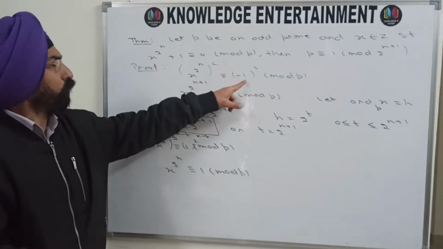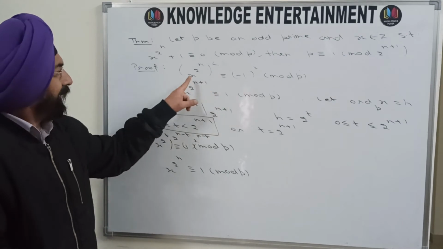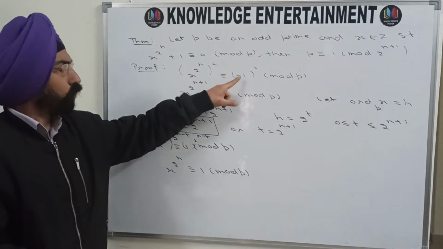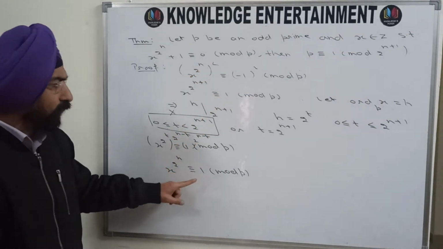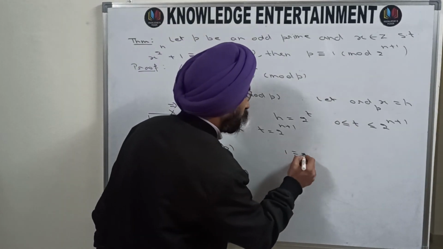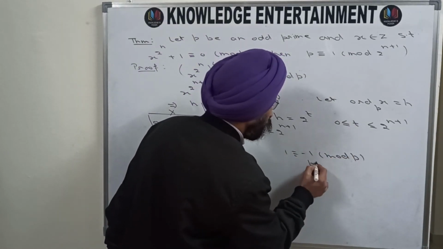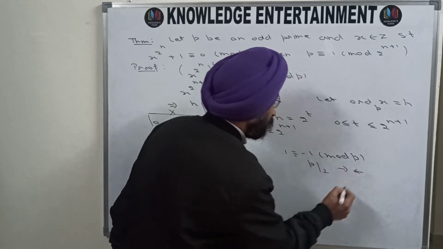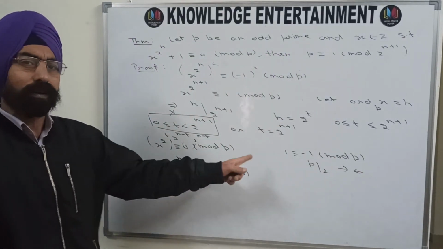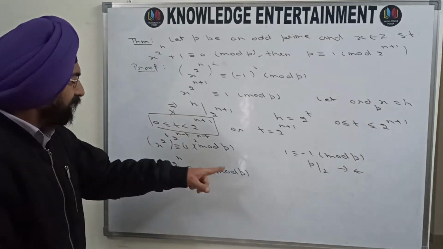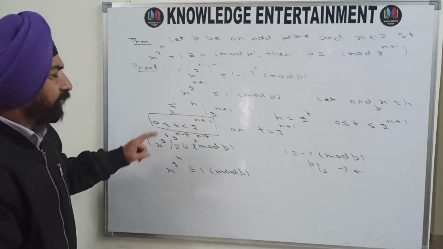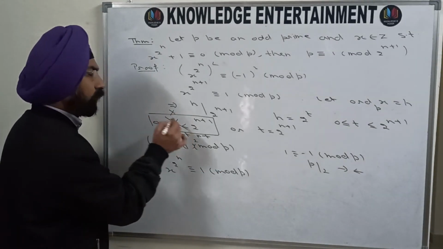Now x raised to the power 2^n is congruent to 1 modulo P. Earlier it was congruent to minus 1 modulo P. So x raised to the power 2^n is congruent to both minus 1 and 1. This means 1 is congruent to minus 1 modulo P, which gives P divides 2, and it is a contradiction because P is an odd prime. An odd prime cannot divide 2, and this contradicts the case we have taken. So that means this case is not possible.